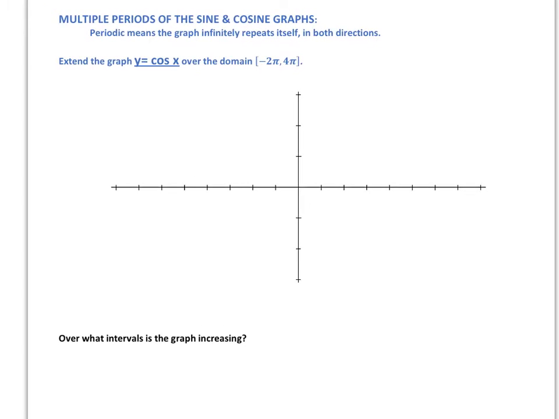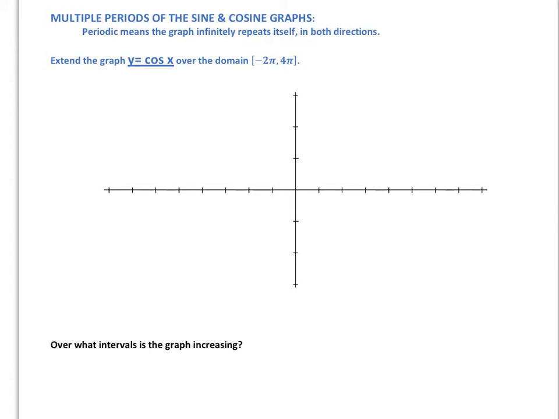Last page then. All they want us to do is take our cosine curve, and they just want to graph it from negative 2 pi all the way to 4 pi. So if you think about the period length of cosine to be 2 pi, we're going to graph three cosine curves. Okay? All right, so the first question is, where do we start? What is cosine of 0? 1. Okay, so we're going to start right there.